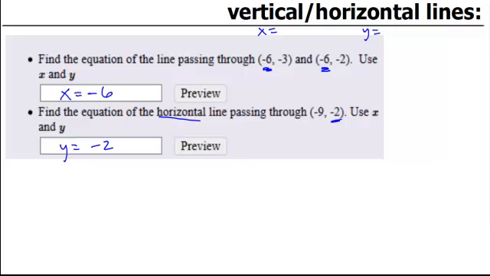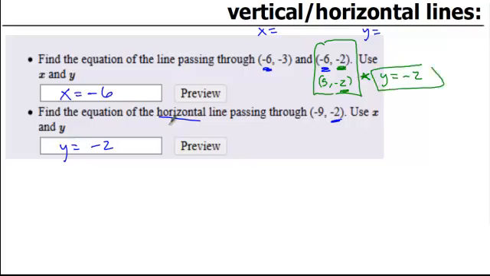Now I had mentioned this could go either way. They could have given you, let's say, the following. They could have said, what's the equation of a line passing through -6, -2, and 5, -2? If they gave you this version of it, what would your equation be? The coordinate that never changes is y, and it's always equal to -2. So that would be that version.